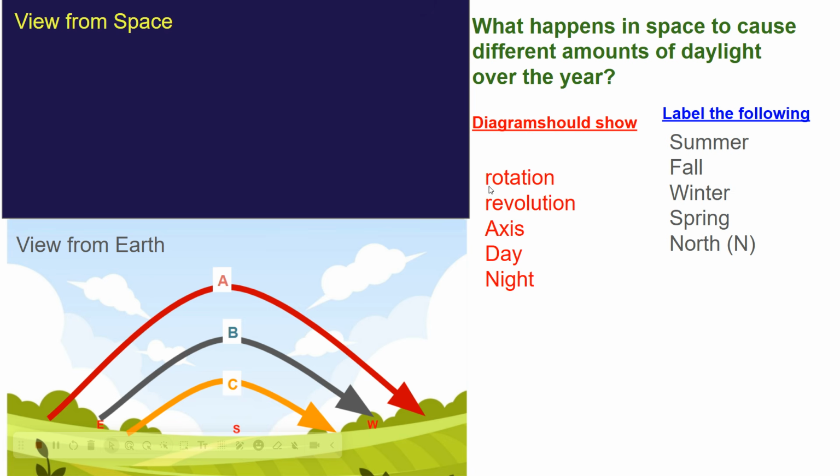Your diagram should show rotation, revolution, axis, day and night. And it should label summer, fall, winter, spring, and north. These don't necessarily have to be labeled, but they have to be shown, what's happening. Those are the things you need to answer this question with a diagram. Remember, a diagram is pictures and words.